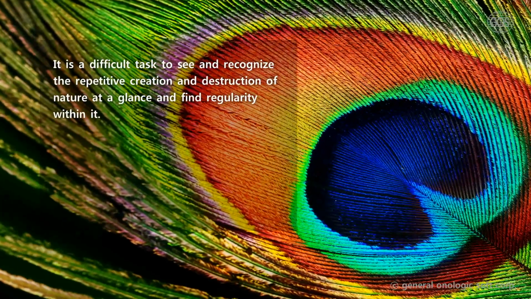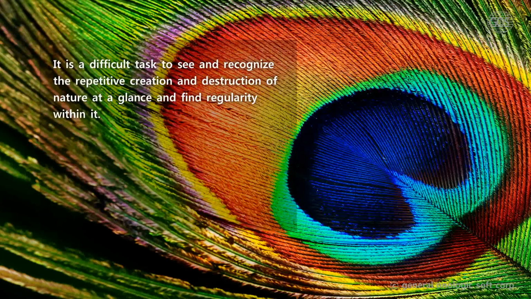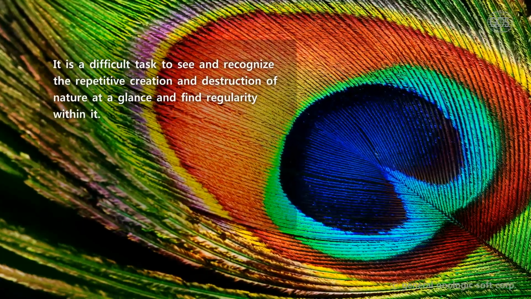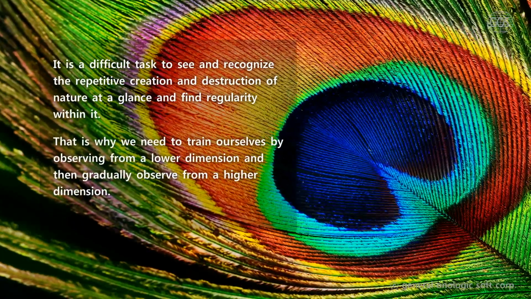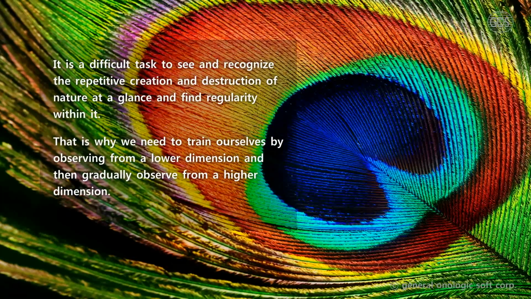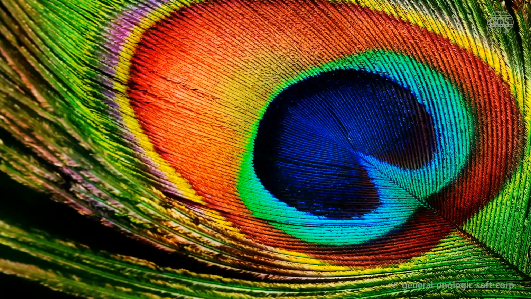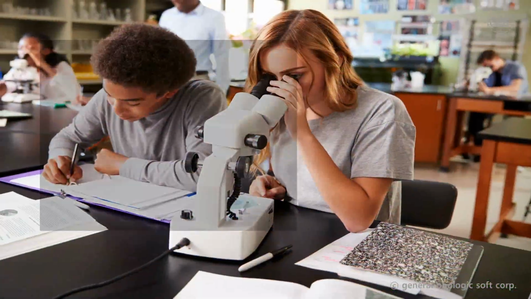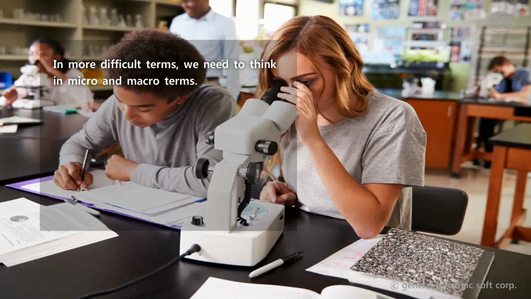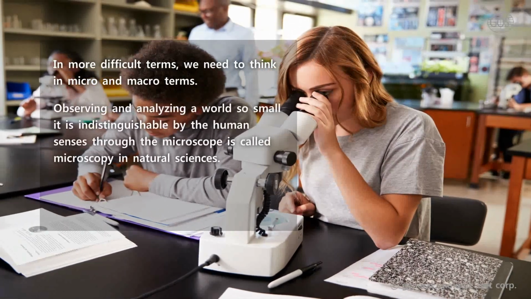It is a difficult task to see and recognize the repetitive creation and destruction of nature at a glance and find regularity within it. That is why we need to train ourselves by observing from a lower dimension and then gradually observe from a higher dimension. In more difficult terms, we need to think in micro and macro terms.